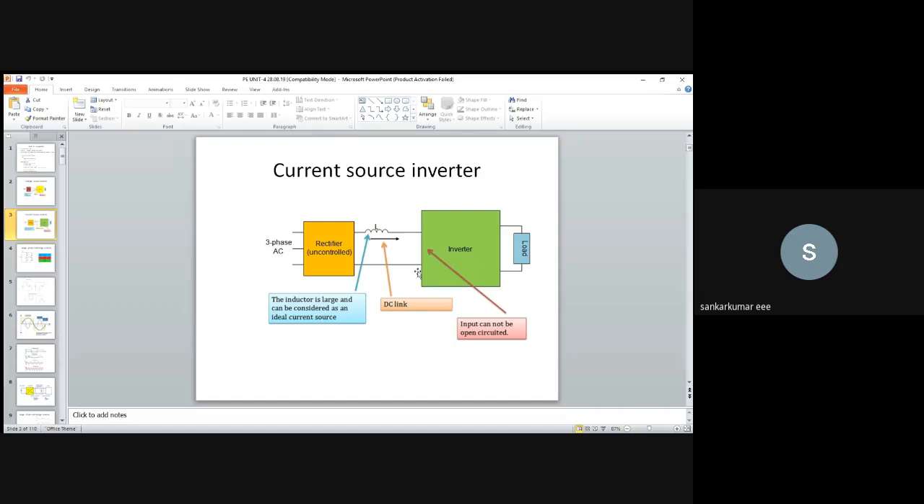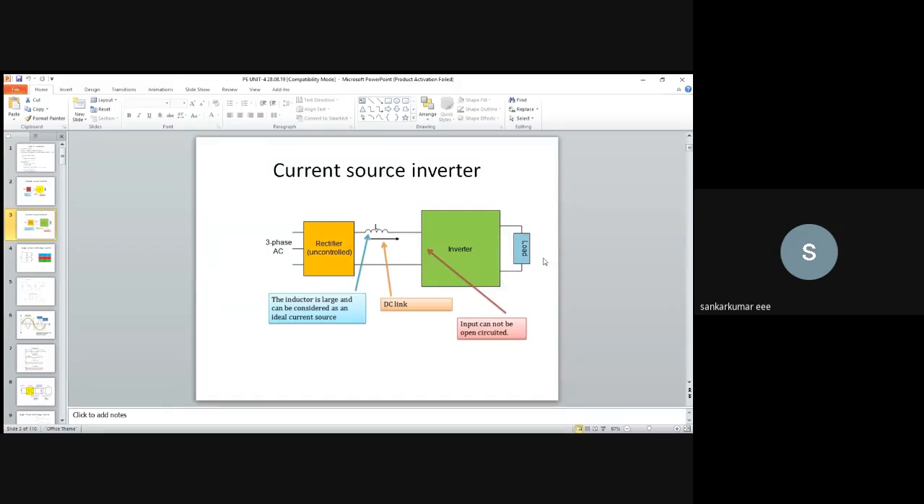So it cannot be open circuited. Normally, current sources should not be open circuited, and voltage sources should not be short circuited. Here the inductor is a current source, so it should not be open circuited. That will give the constant current input to this inverter, and the output will also be a current.